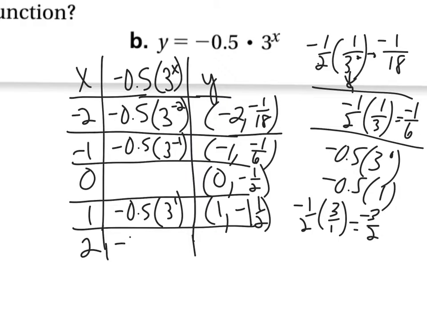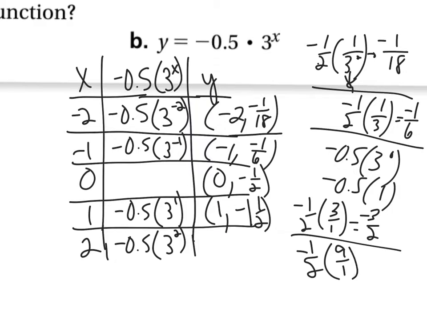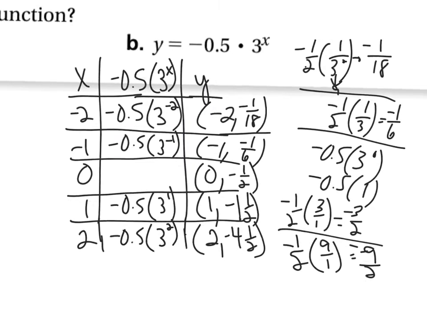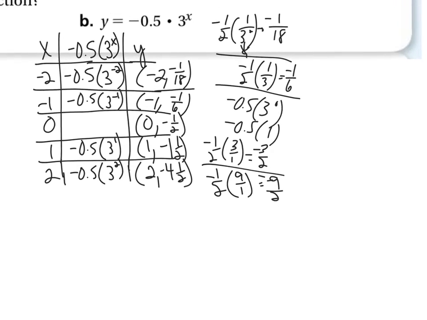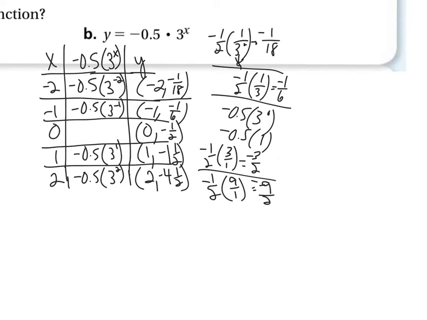And if we put a 2 in, so 3 squared would be 9. So that'd be negative 9/2, which would be like negative 4.5. Okay, so you can see we actually started off just under the x-axis and then we're going away from it.